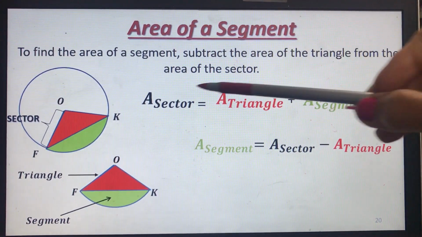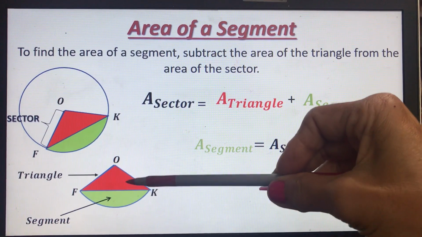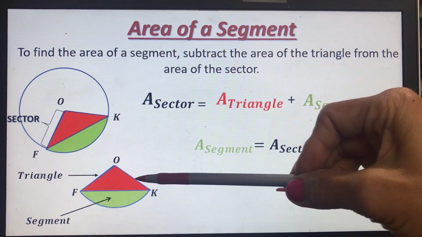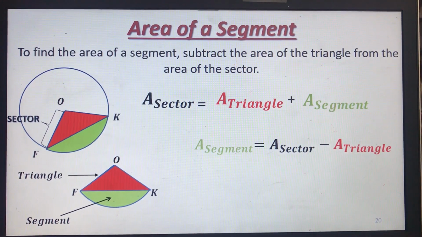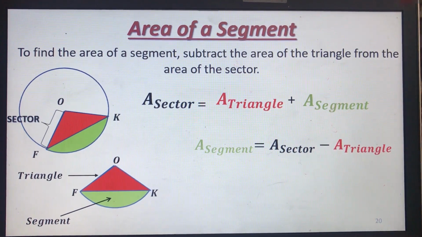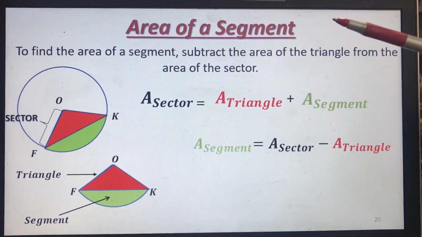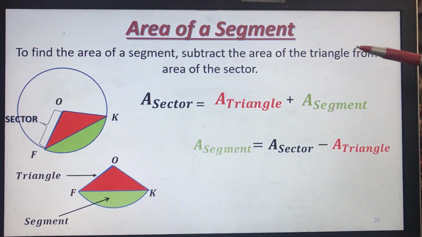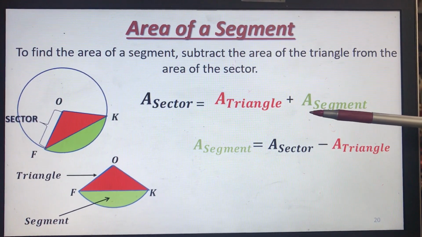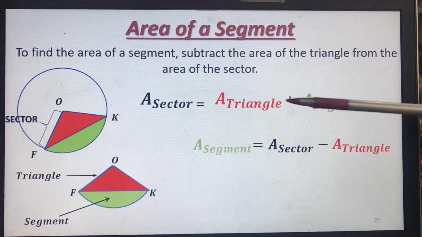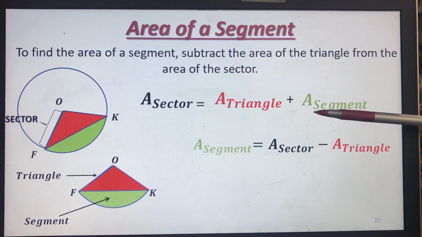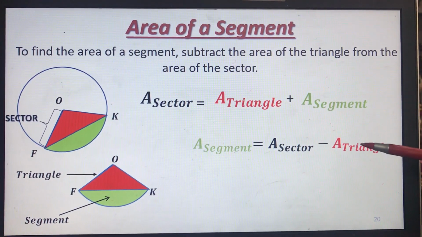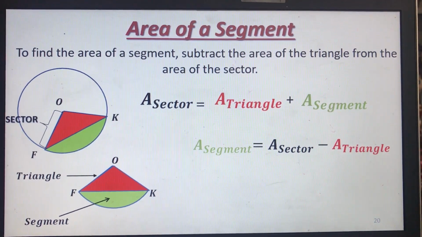So that means that the area of the sector, which consists of these two pieces, is the area of a triangle plus the area of a segment. Now, if we're going to find the area of a segment, by our subtraction property applied to this equation, we have to subtract the area of the triangle on both sides. So that means that the area of a segment is going to be equal to the area of the whole sector minus the area of the triangle.